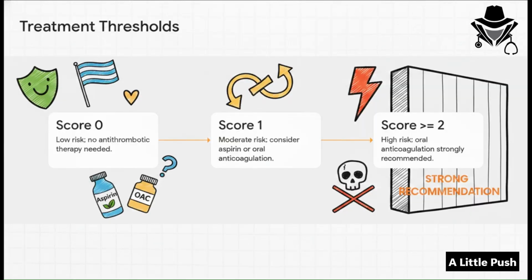Okay, so you've tallied up all the points. What do you actually do with that number? Let's talk management thresholds. A score of 0 means low risk. Generally, no antithrombotic therapy is needed at all. A score of 1 puts them at moderate risk, meaning you might consider aspirin or oral anticoagulation based on their specific clinical picture and personal preference. But a score of 2 or higher? That's high risk, and oral anticoagulation is strongly recommended.